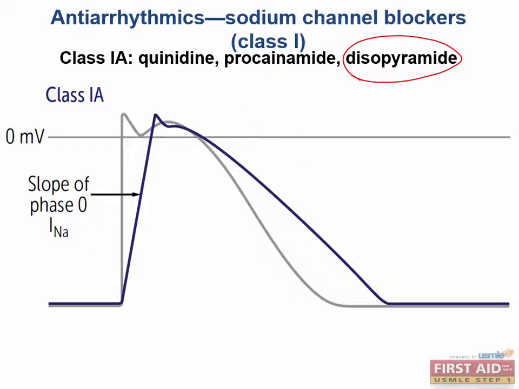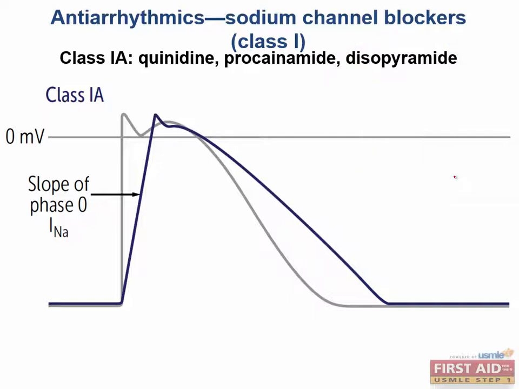Disopyramide is the bad guy here. It has an incredibly potent effect on suppressing the fast sodium channels, to the point they can actually lead to such low contractility that you can give the patient systolic dysfunction, or if it's very severe, you can even toss them all the way into acute heart failure.